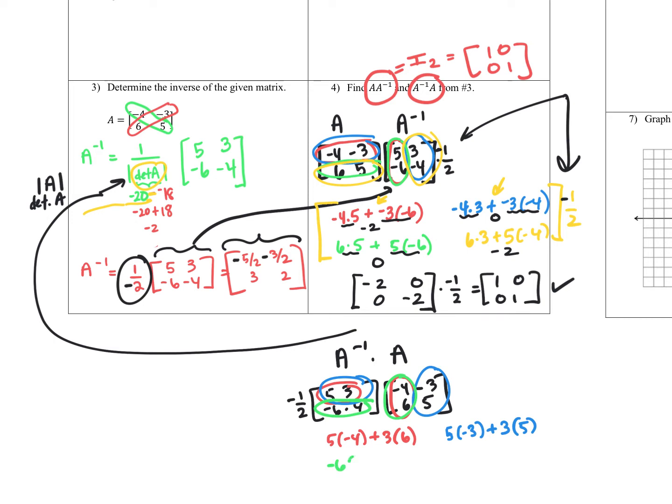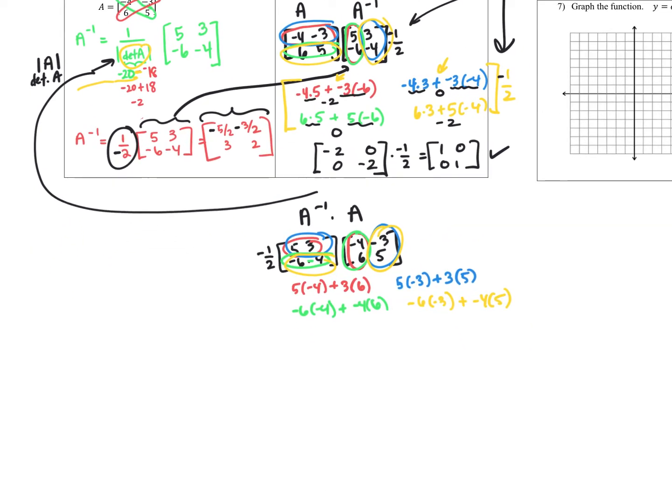So it was negative 6 times negative 4. And then plus, this was a negative 4 times 6. Did I go too fast? Make some errors. Let's slow down a little bit. We have negative 6 times negative 3 plus negative 4 times 5. So this whole thing times, we still have that negative 1/2.